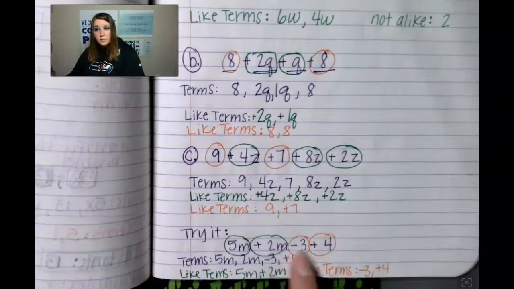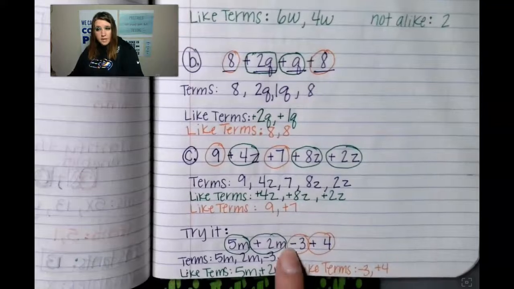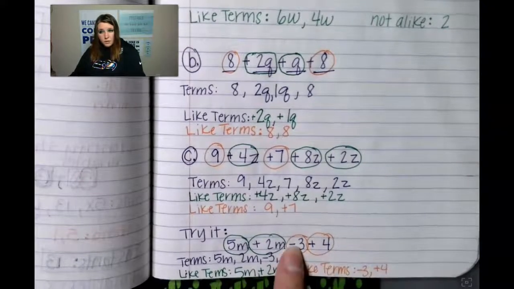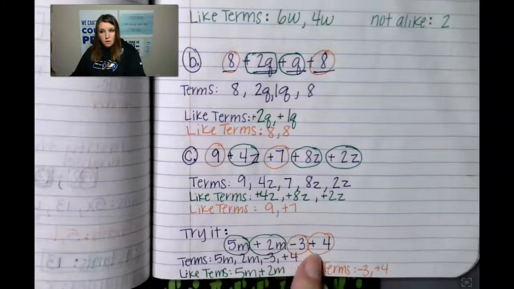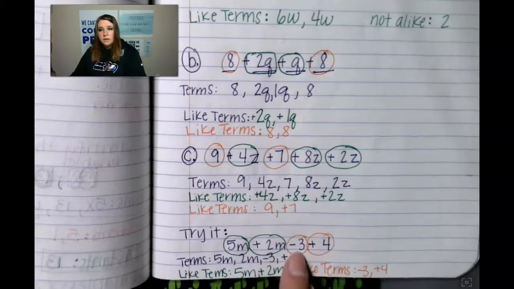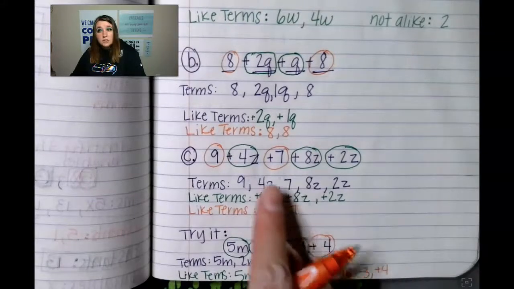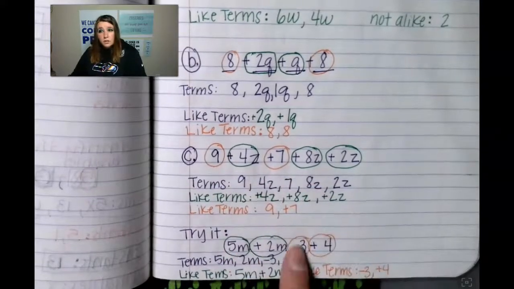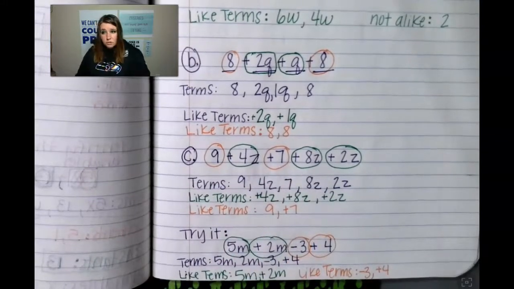Make sure that you are circling that sign with the numbers so that you don't get it wrong, because this is now a negative. Well, it will be subtraction. So just stick with me here. Make sure that you're circling the sign, just like we did up above. Circle that sign.